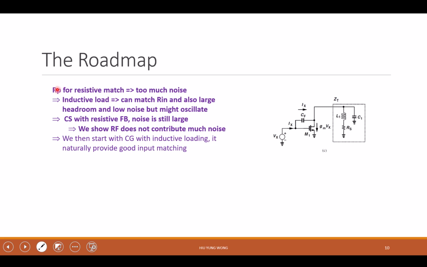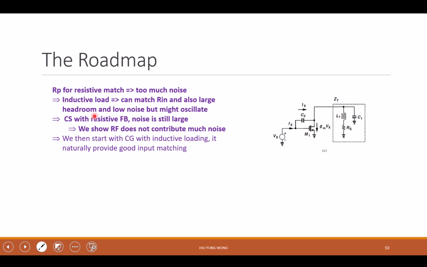Cap, we have the parallel resistor to match the impedance, but it is too noisy. We also use an inductive load to match it, and it has good headroom. But the point is it might oscillate. Remember, we solved for the circuit, the equation, the numerator.